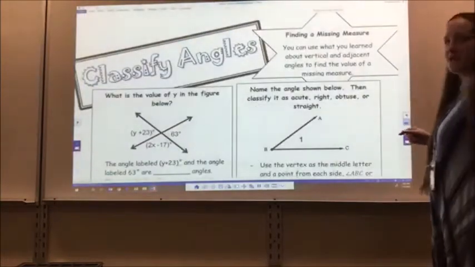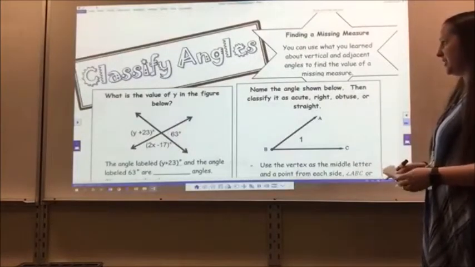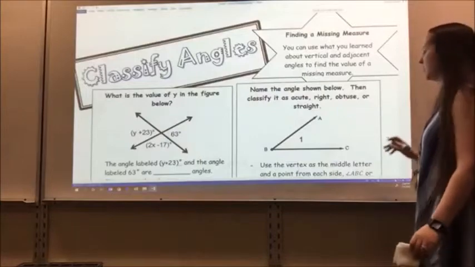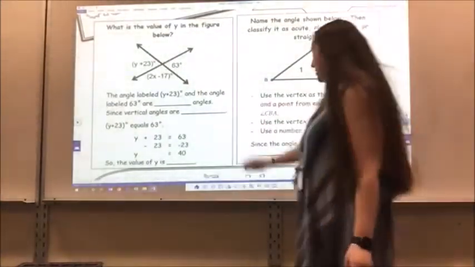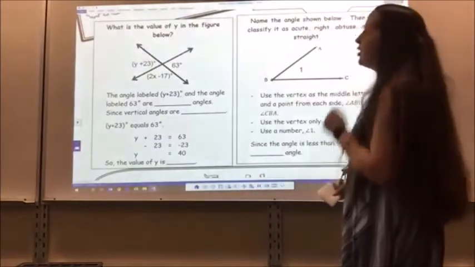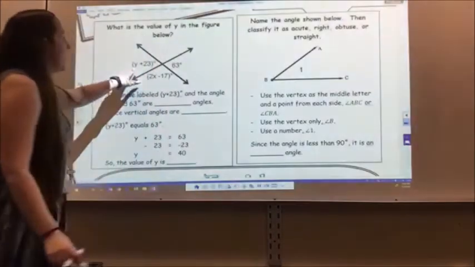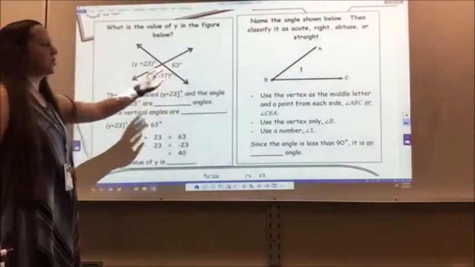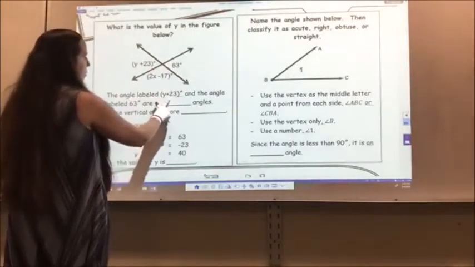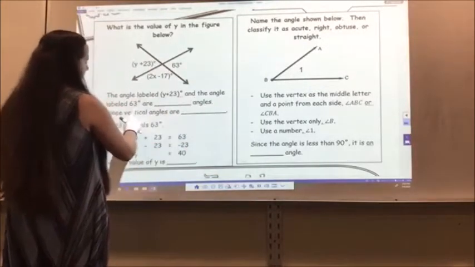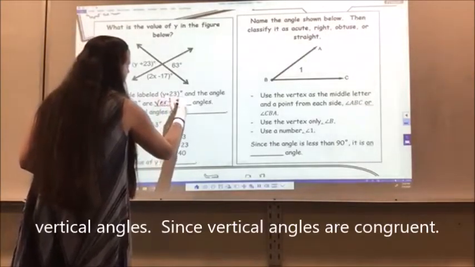On the second page for classifying angles, to find a missing measure, you can use what you learned about vertical and adjacent angles to find the value of the missing measure. So let's look at an example. The first example I have is right here. What is the value of y in the figure below? Well, here's y plus 23 and 63. So we know that these 2 are vertical angles. So the angle labeled y plus 23 degrees and the angle labeled 63 degrees are vertical angles.